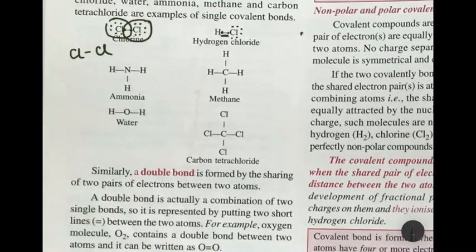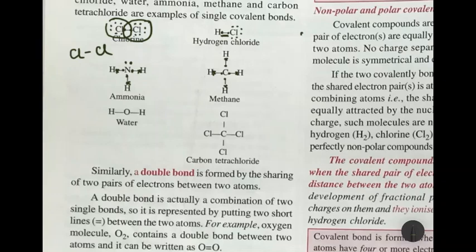Similarly, ammonia, NH3: nitrogen has 5 electrons in its outermost orbit, and hydrogen has 1, 1, 1. So it forms single covalent bonds. And methane is CH4. Carbon has 4 electrons in its outermost orbit, and hydrogen has 1, 1, 1, 1. So they share a single covalent bond between each.